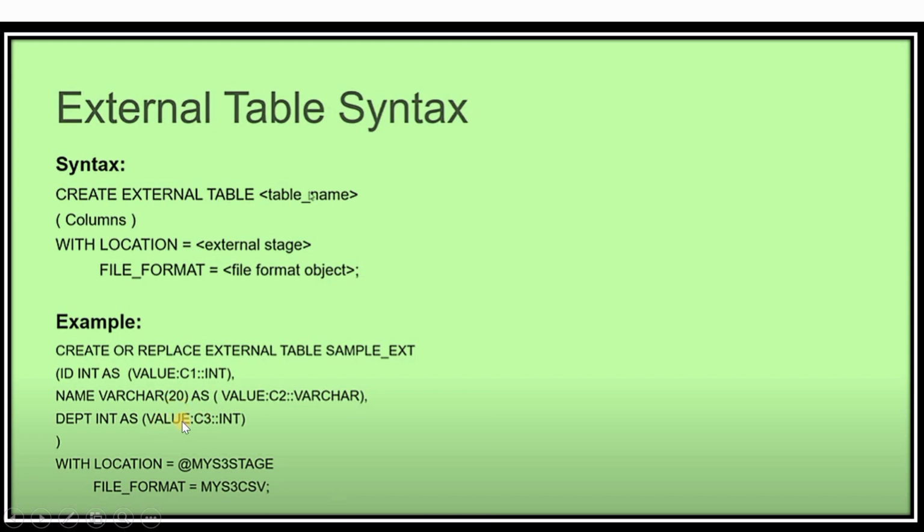After that we are just casting it to the integer, because department is an integer. And we are just giving that this is column 1, column 2, column 3. So you have to give it that way. With location, I am creating this table from my S3 stage.